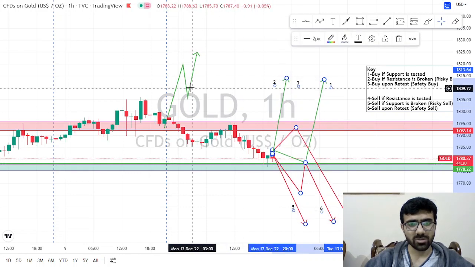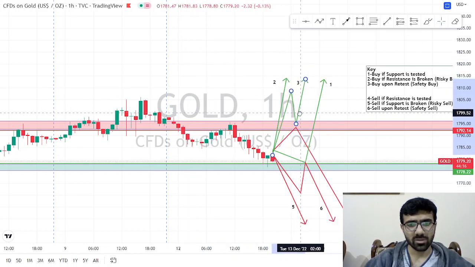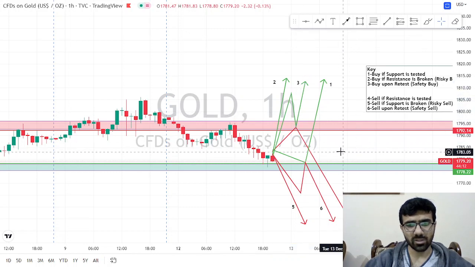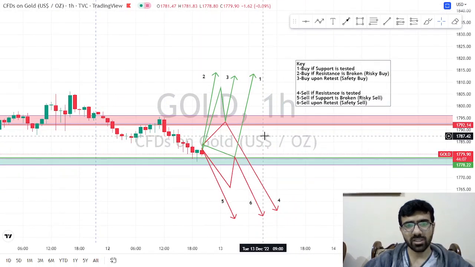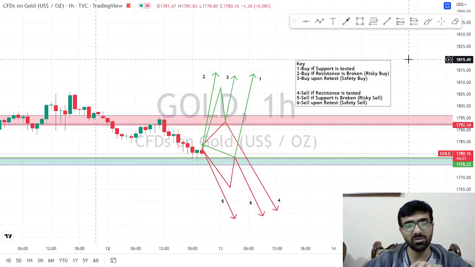Okay, so these will be the scenarios for tomorrow. So that's it. Just follow this given key and these scenarios, and you guys will be making some good profits tomorrow as well.